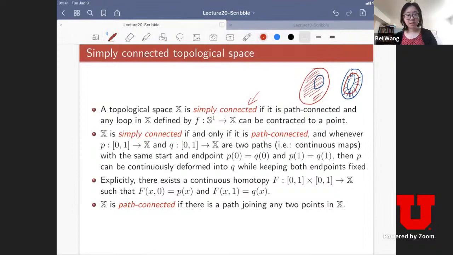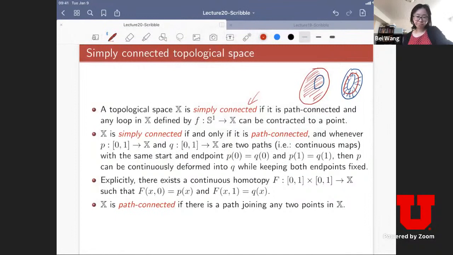And simply connected is when it's path connected and whenever there are two paths with the same starting and ending point, then it can be continuously deformed while keeping both ends fixed. So this is just a mathematical definition. Explicitly, there is a continuous homotopy. So you can define simple connectedness using the definition of a homotopy.